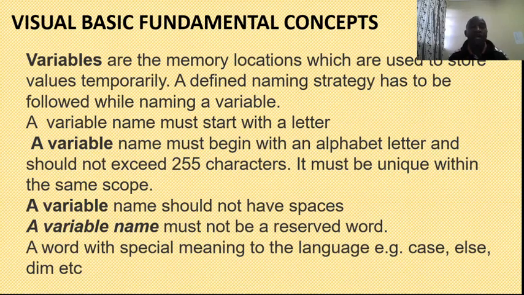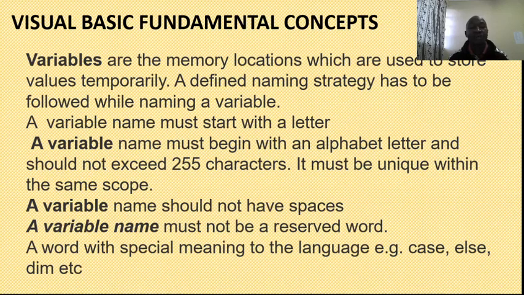A variable is a memory location that contains a value. For instance, you can initialize a variable x to store value 5. A variable name must have the following features. Therefore, let's look at some of the do's and don'ts when writing variable names.